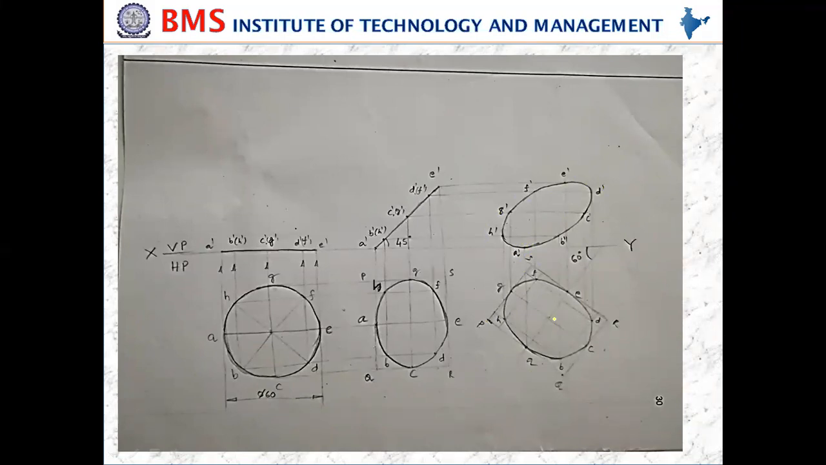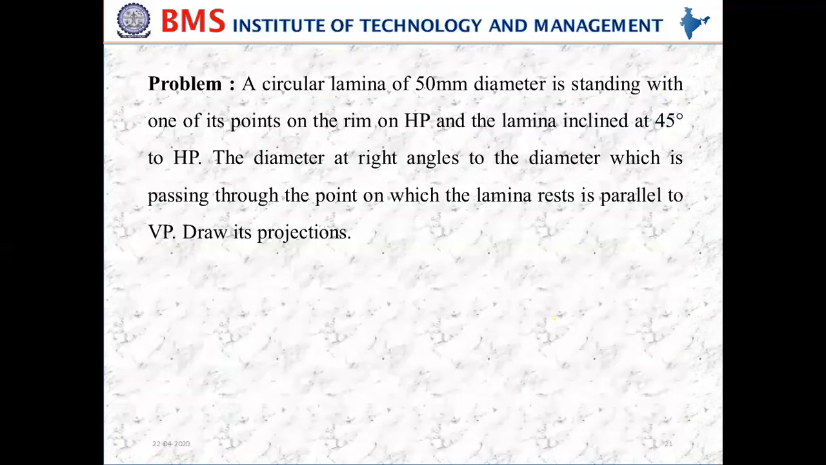Okay, so next we'll go to the second problem. The second problem says: a circular lamina of 50 mm diameter is standing with one of its points on the rim on HP, and the lamina is inclined at an angle of 45 degrees to HP.